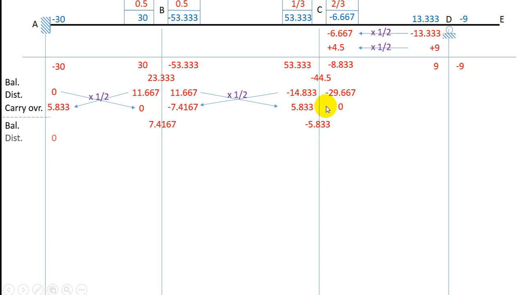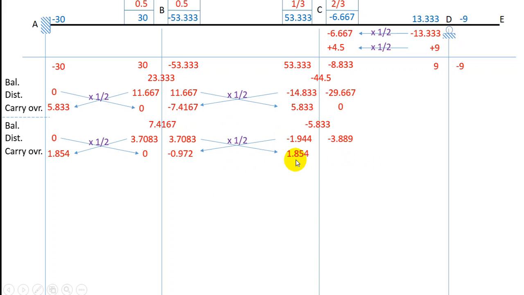Next step is distribution. So again I multiply this by its distribution factor. I get 3.7083 and again 3.7083, and for C I multiply this by its respective distribution factor. Again I get these values. Third step is carryover. So I carry it over as I've shown earlier. This will come here, this will come here, and it will be halved. And here again 0.